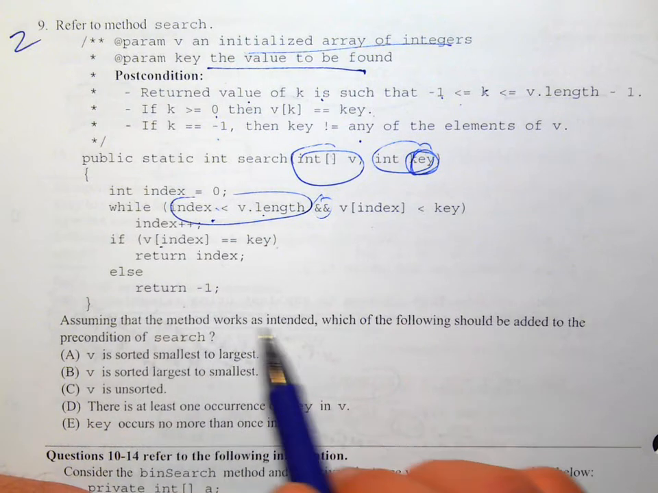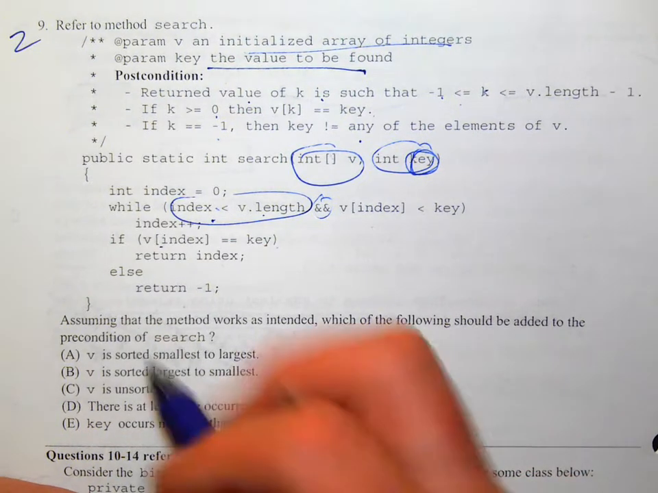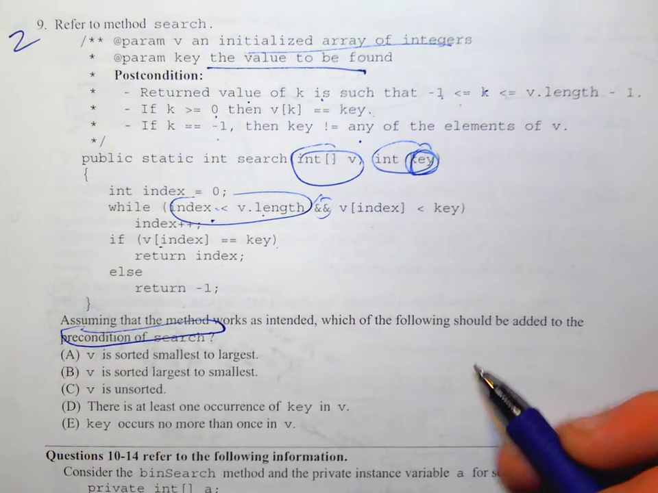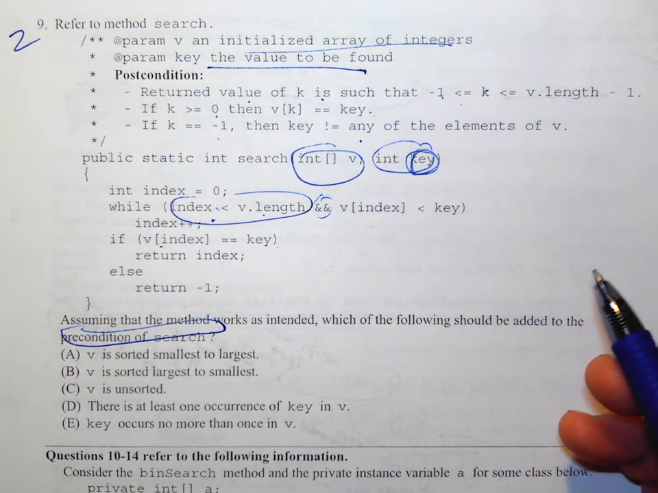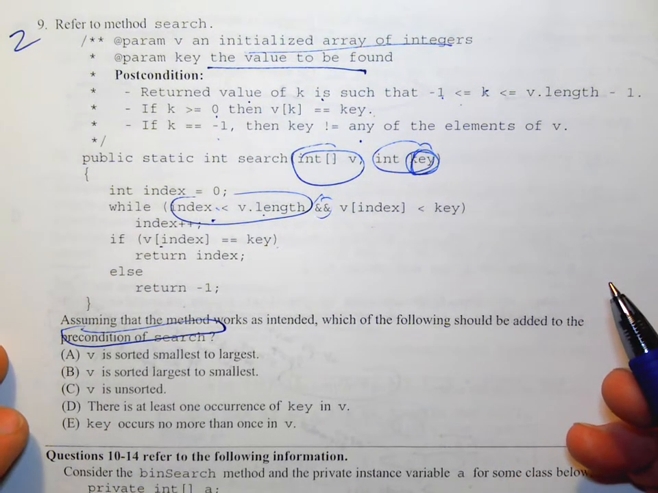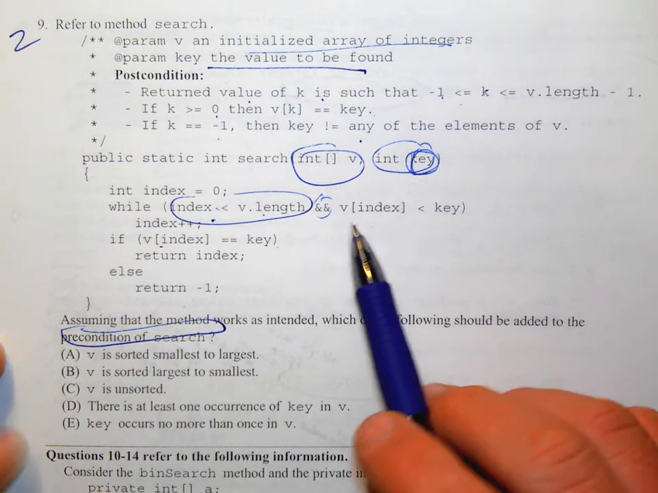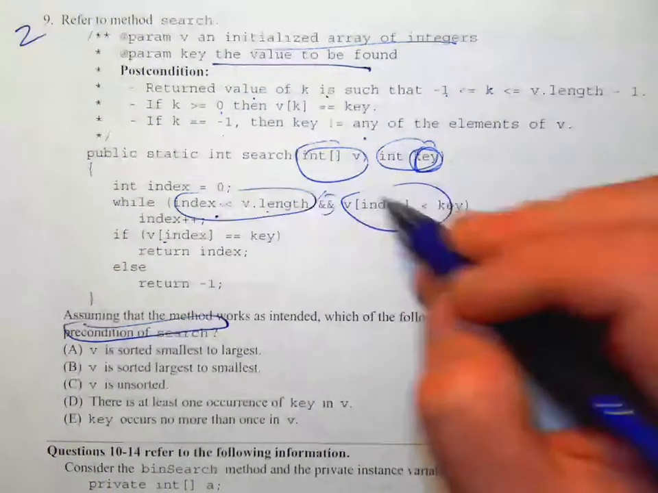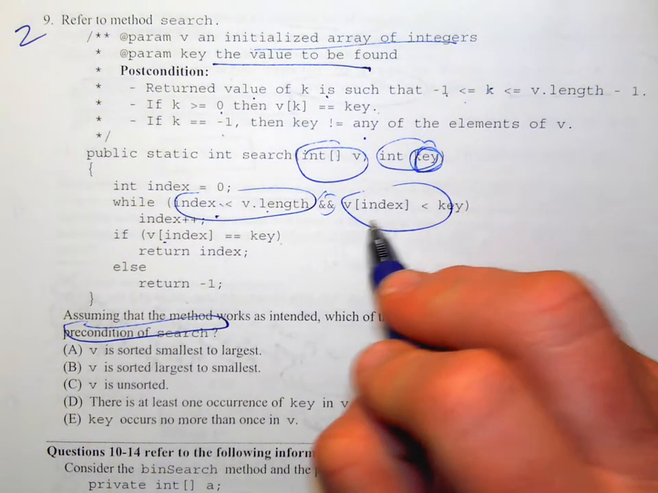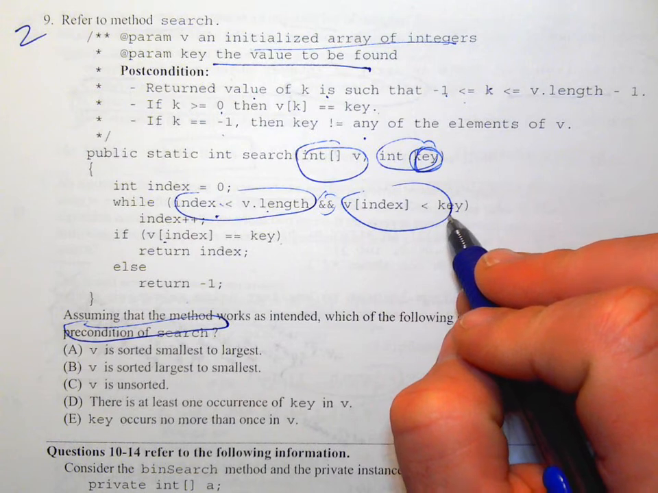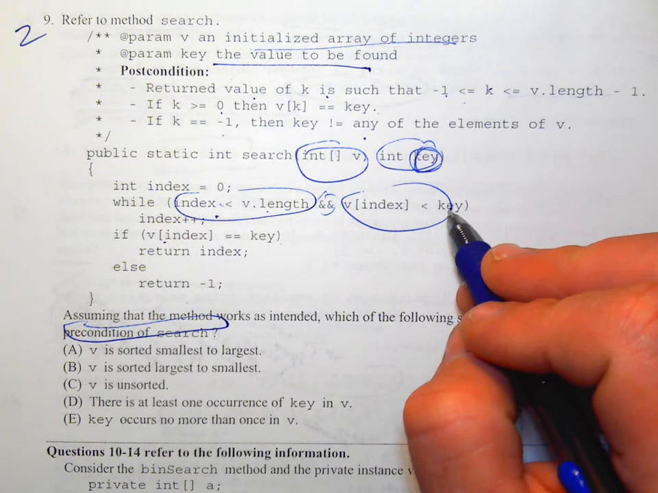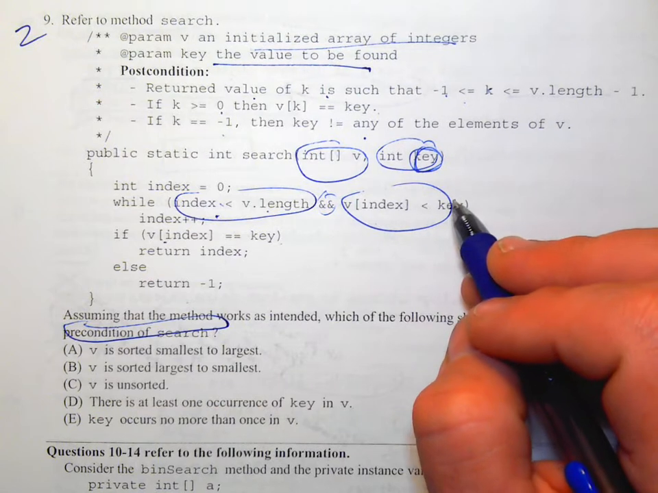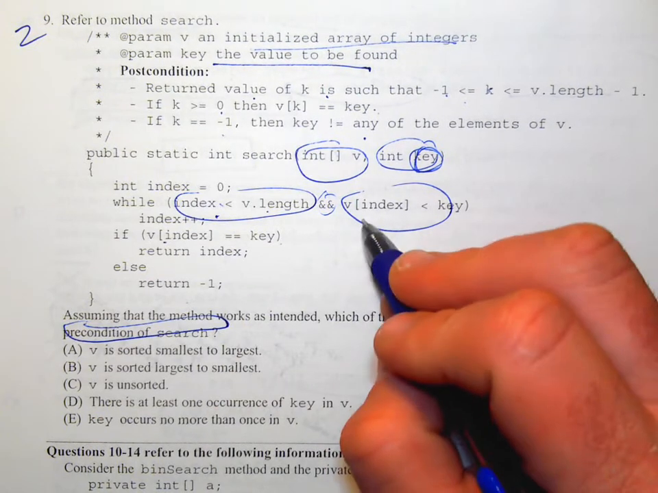Assuming that the method works as intended, which of the following should be added to the precondition? That's what I said. Precondition. That it's sorted. Now, which way? Smallest to largest, or largest to smallest. This is saying if the current spot is less than the key, then keep looking. That means the key is bigger than it and we haven't found it yet. That would be in increasing order.